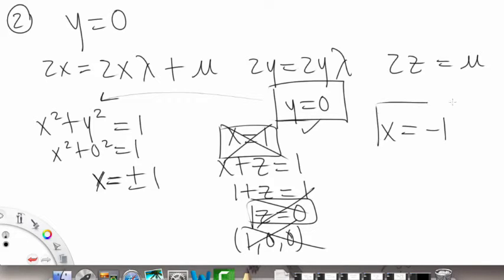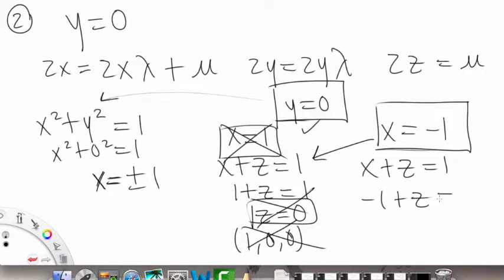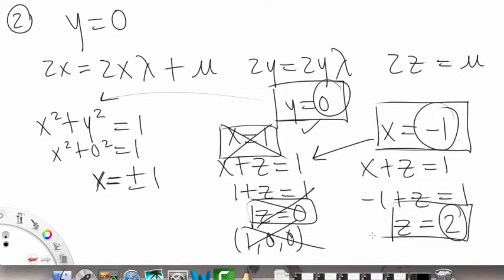Okay, so now let's look at x equals negative 1, all right? So let's plug that into our constraint equation. So x plus z is equal to 1. If x is negative 1, then z is going to turn out to be a positive 2, okay? So now we have the set of x is negative 1, y is 0, and z is positive 2. So now we have the point negative 1, 0, and 2, okay? So this is a new one, so we can keep this one.